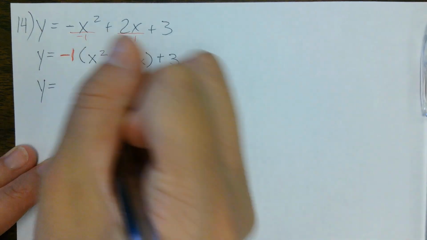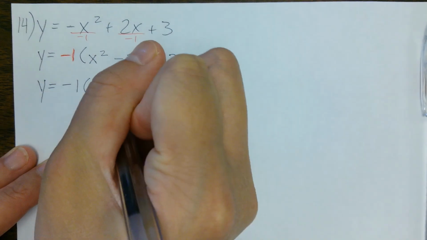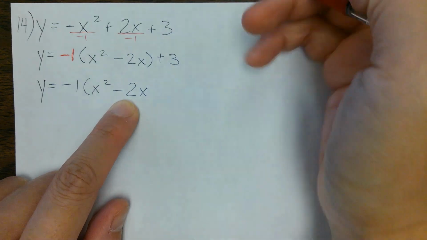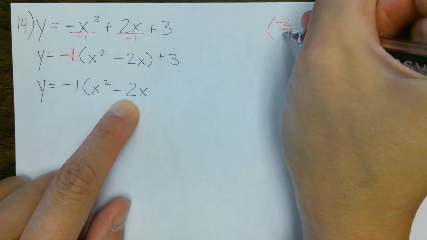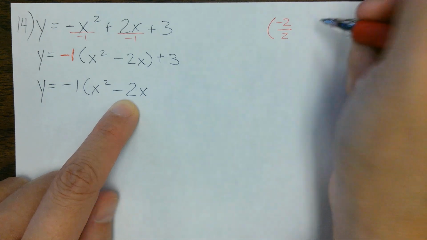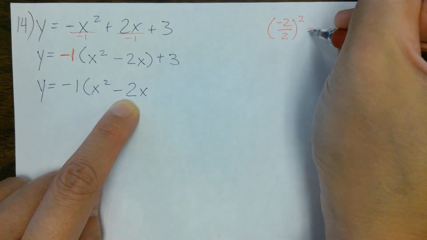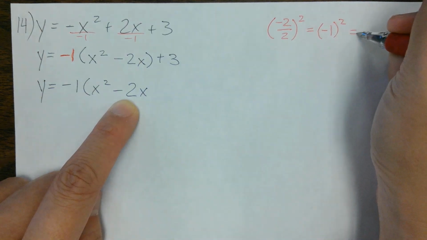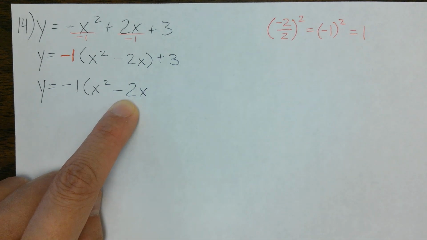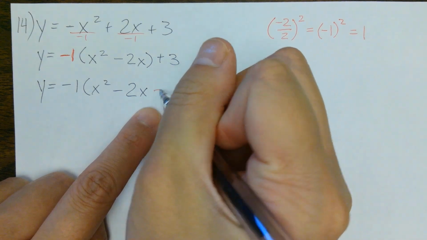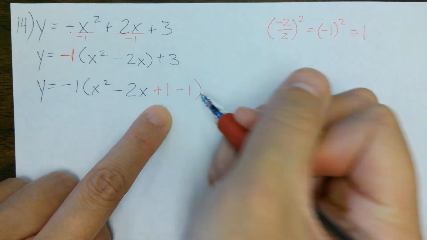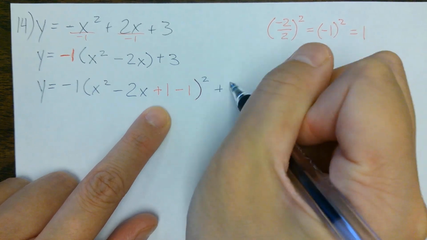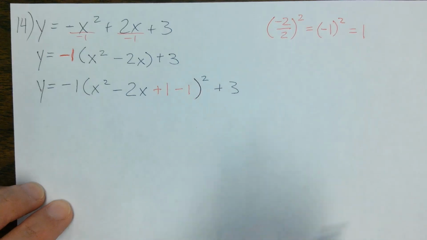Third step, I'm going to take half of my b, which is -2, divided by 2, and then square it. -2 divided by 2 is -1. So when I square it, I get 1. So +1, -1. Oops. Okay, and then don't forget the +3 is still there.